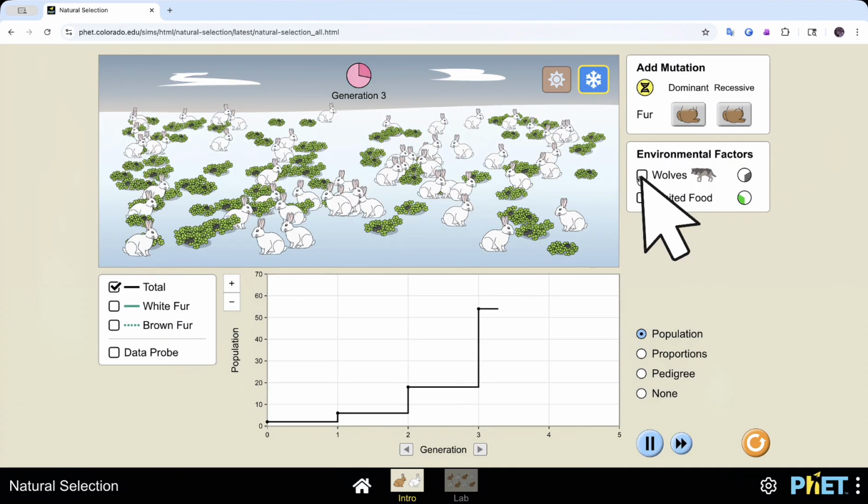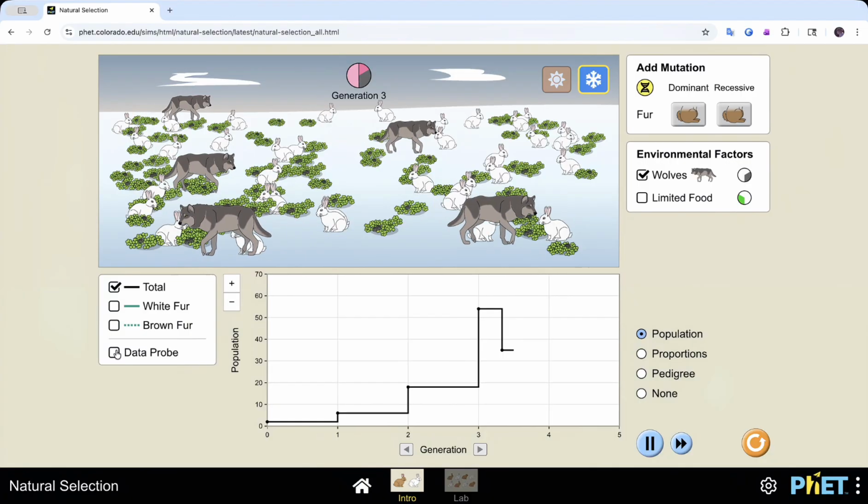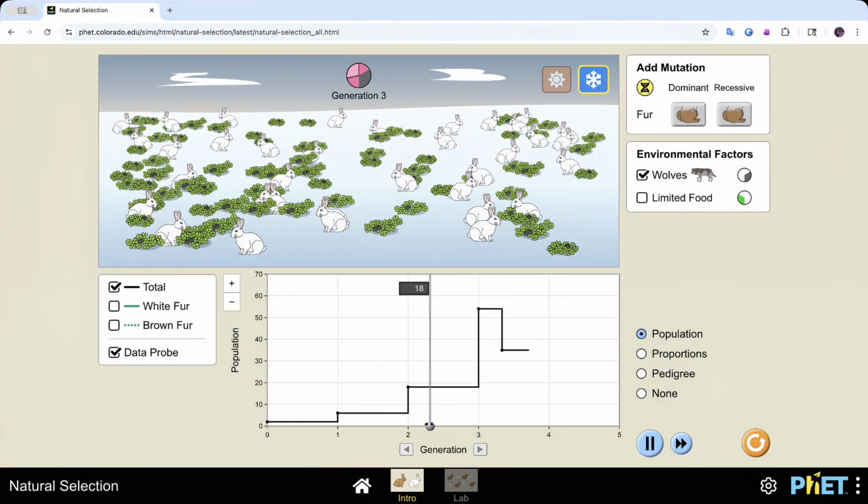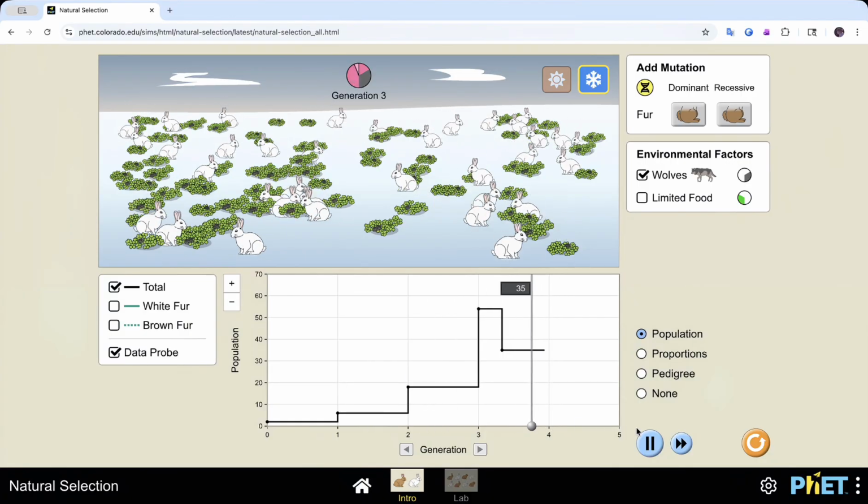We are at Generation 3 now. On the right side of the screen, select the environmental factor called wolves. Make sure the data probe is turned on. Now here is something important to notice before we watch. In the Arctic environment, the bunnies are white. White bunnies blend in with the snow, making it harder for wolves to spot them.